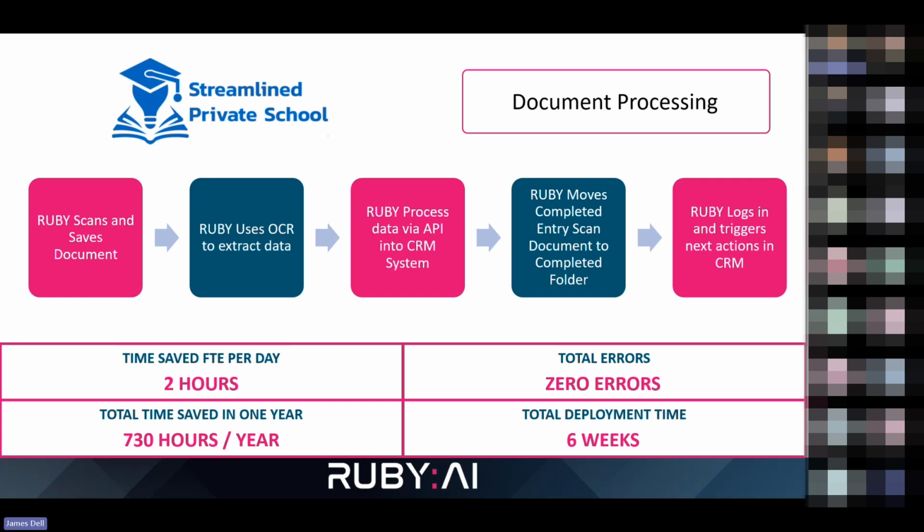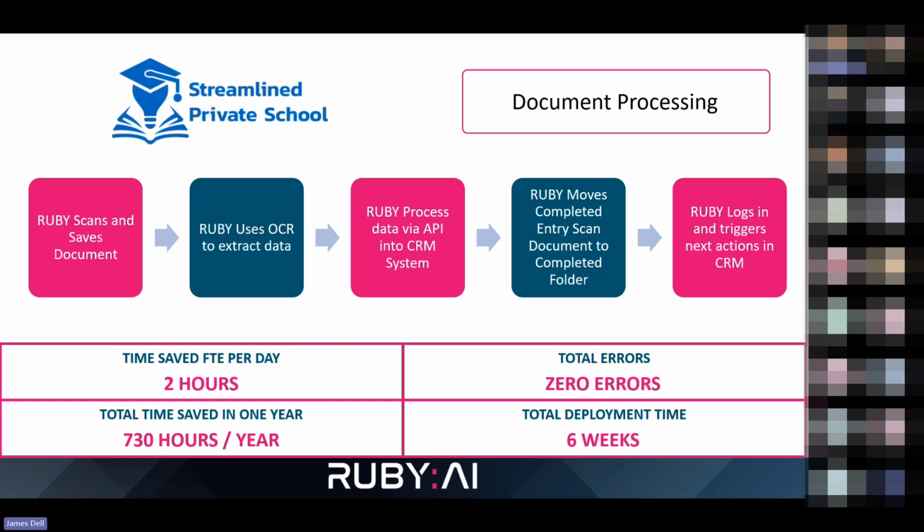And when I say this process, they weren't doing it once, they were doing it multiple times during the day, but it was taking them about 2 hours a day that they were burning through. So that was an admin member of staff who is obviously highly skilled, has got lots of other things they could be doing, but we're spending 2 hours saving documents and manually keying in data into a CRM system. So that works out at about 730 hours over a year that has been saved by this being taken over by Ruby AI.